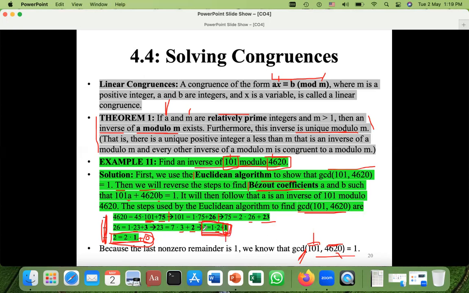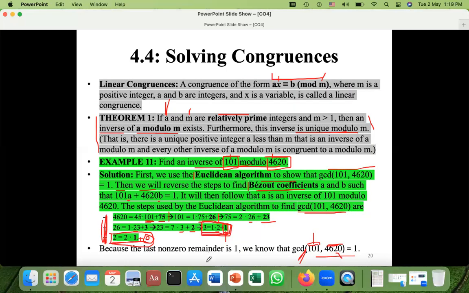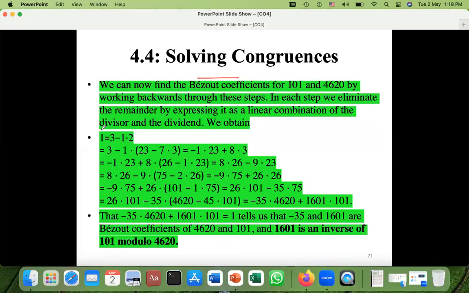So what is this one? This is 3 is equal to 1.2 plus 1. So you have to start from here. And how can you start it? Move this 1.2 to the left hand side, and it will become 3 minus 1.2 equal to 1. It would become like that, and it is what is written here: 1 is equal to 3 minus 1.2. So this is your starting point.